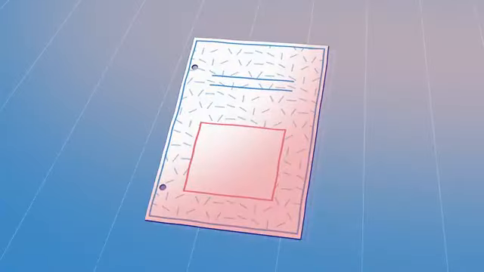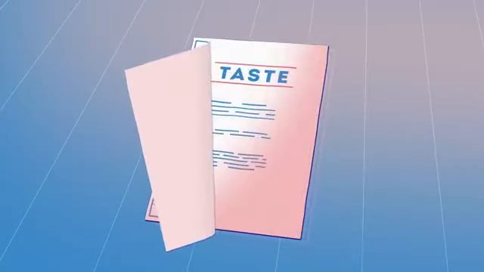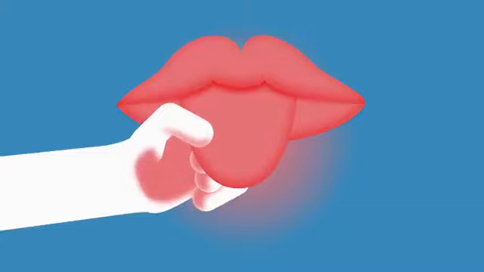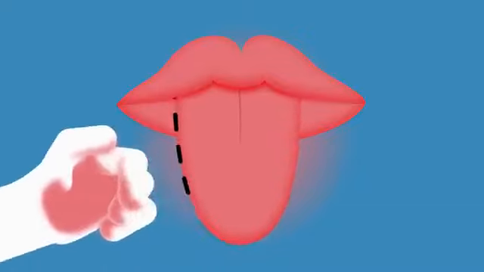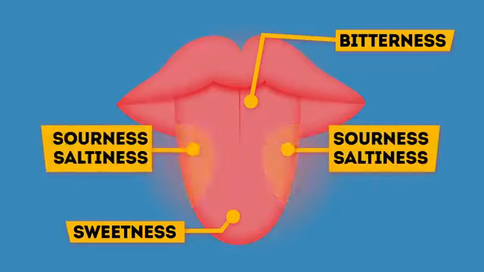In 1901, David Hoenig published a paper that forever changed our understanding of taste. His research led to what we know today as the taste map, an illustration that divides the tongue into 4 separate areas. According to this map, receptors at the tip of our tongues capture sweetness. Bitterness is detected at the tongue's base, and along the sides, receptors capture salty and sour sensations.